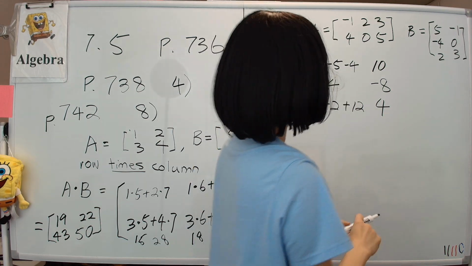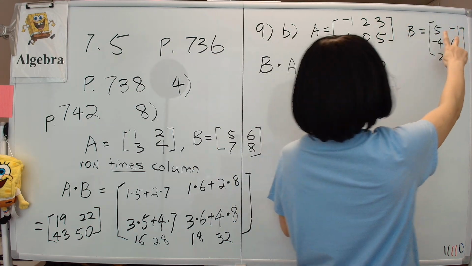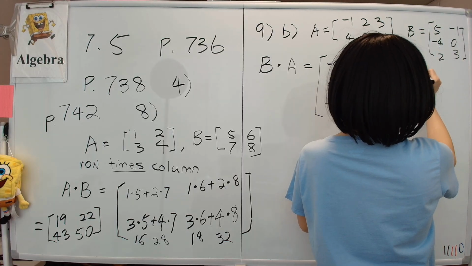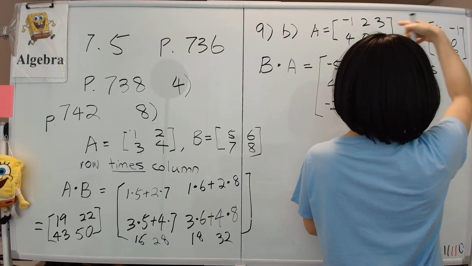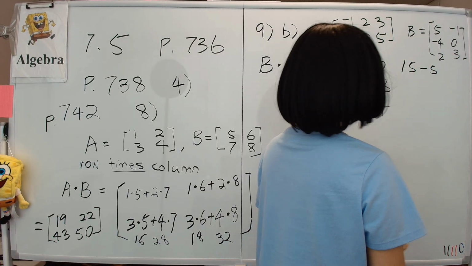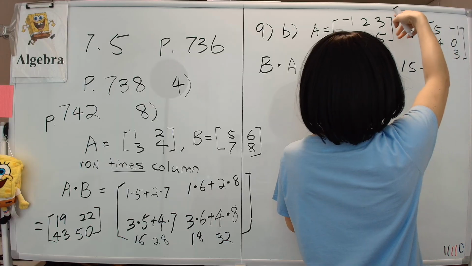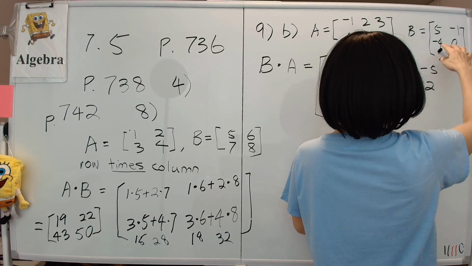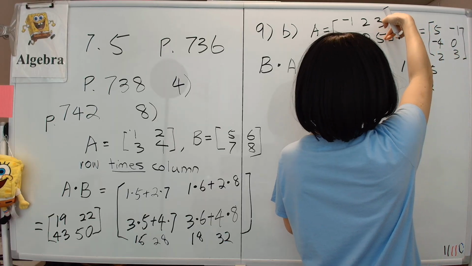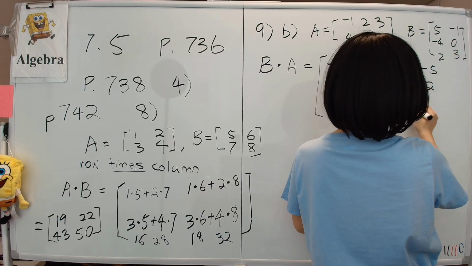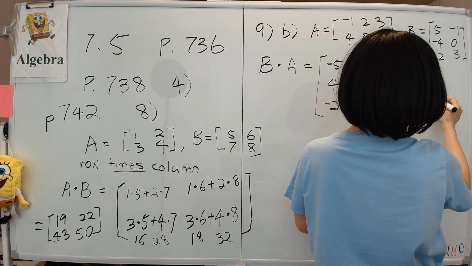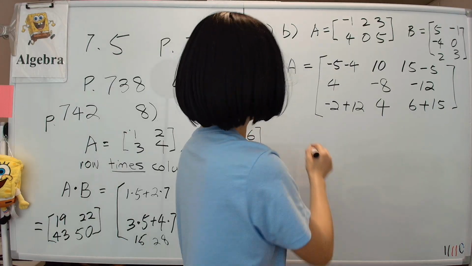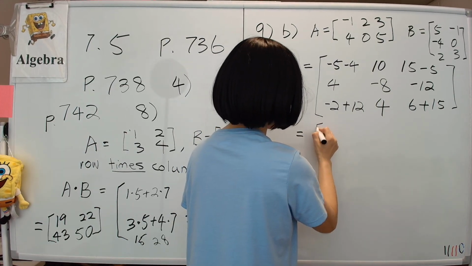And then finally, we're going to work on the third column. First row times third column, 5 times 3 is 15, and then minus 5. Okay, minus 1 times 5 is minus 5. Secondly, the second row, minus 4 times 3, that's negative 12. And then finally, 2 and 3 times 3 and 5, 2 times 3 is 6. 3 times 5 is 15. All right, so that is our answer.